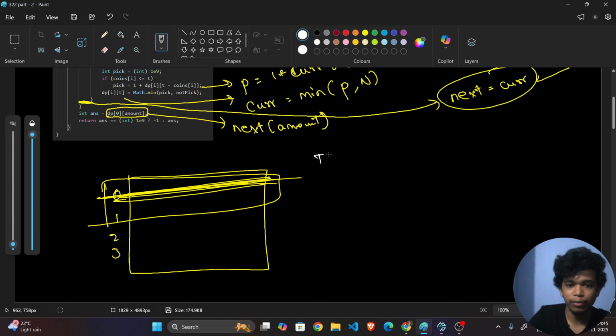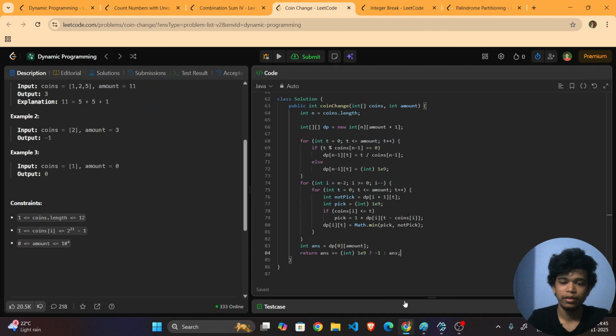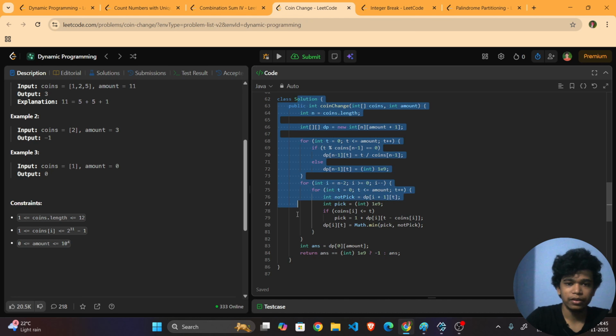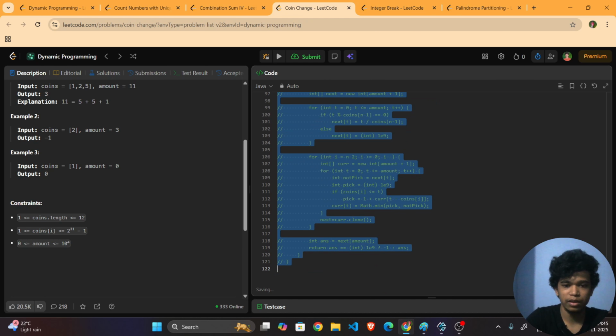Okay. Now tell me, what's the time complexity? It will be O of n cross amount. Meanwhile, what is the space complexity? It will be O of amount. So this is going to be your entire space and time complexity. Now, see here, let me comment this and show you the space optimized version. See here, this is going to be the space optimized version.